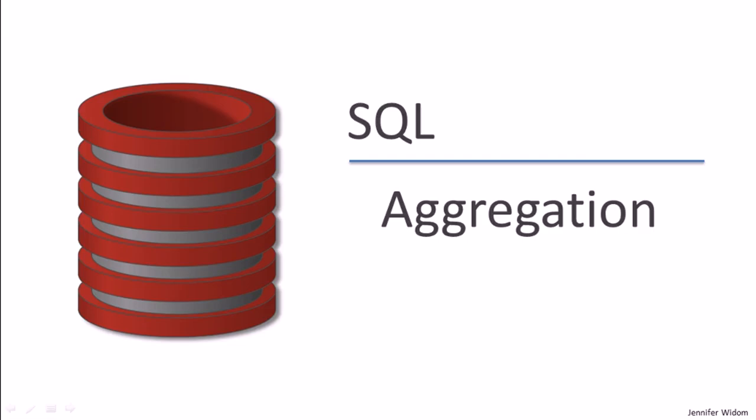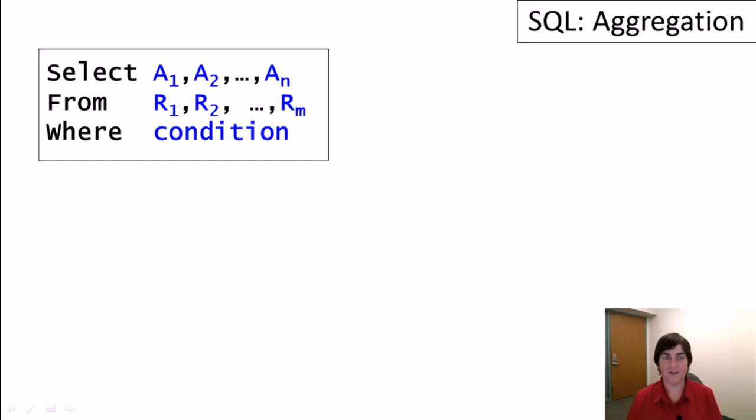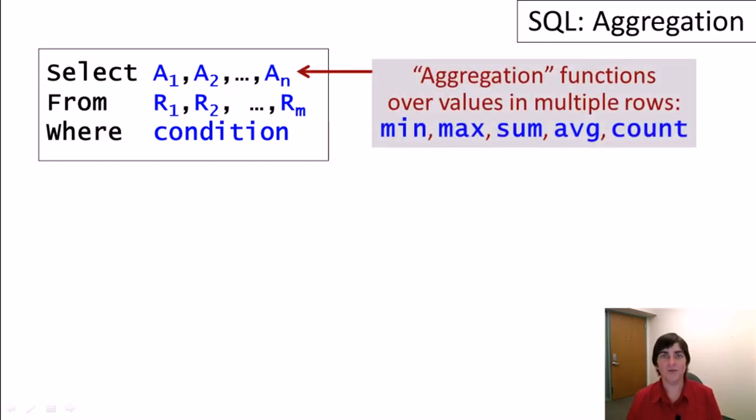The next set of queries we'll show introduce the concept of aggregation in SQL. Once again, we start with the basic select from where construct, and this time we're going to introduce what are known as aggregate or aggregation functions. These are functions that will appear in the select clause initially, and what they do is perform computations over sets of values in multiple rows of a relation. The basic aggregation functions supported by every SQL system are minimum, maximum, sum, average, and count.